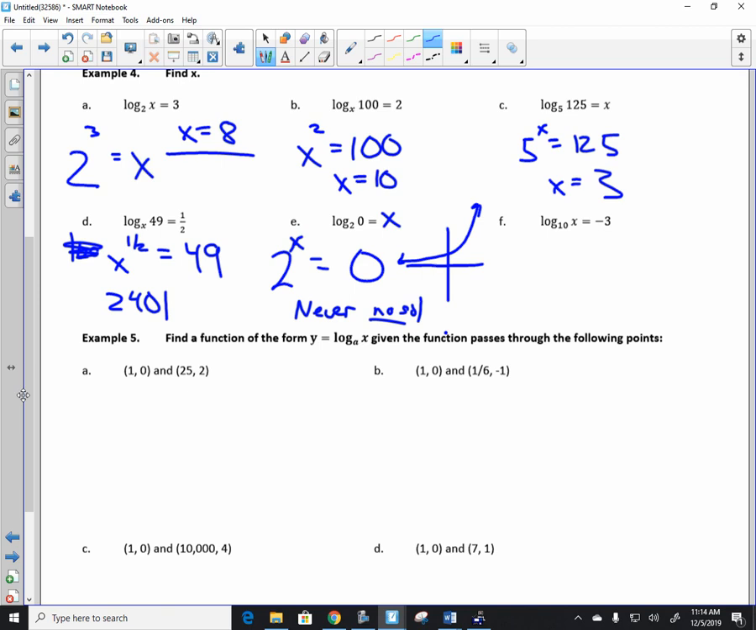Can't do it. And the last one was 10 to the negative third is equal to x. Well, 10 to the third is 1,000, so 10 to the negative third is 1 over 1,000. Very good.